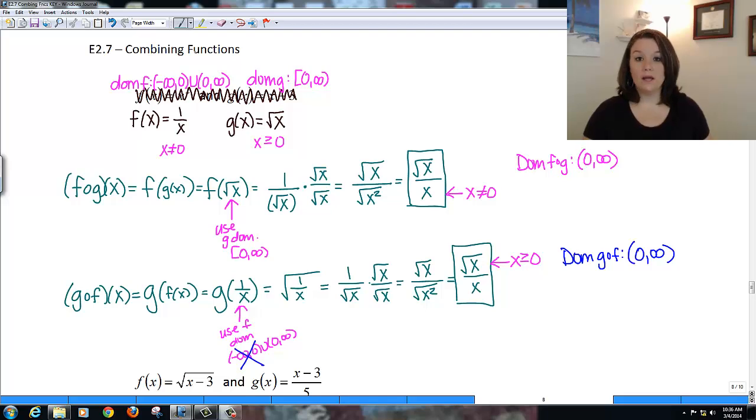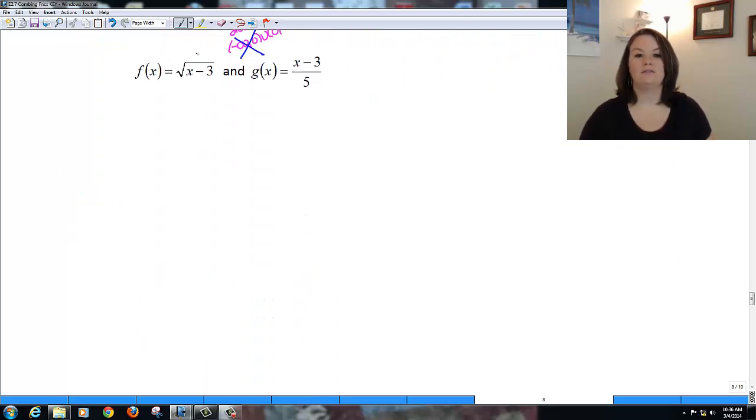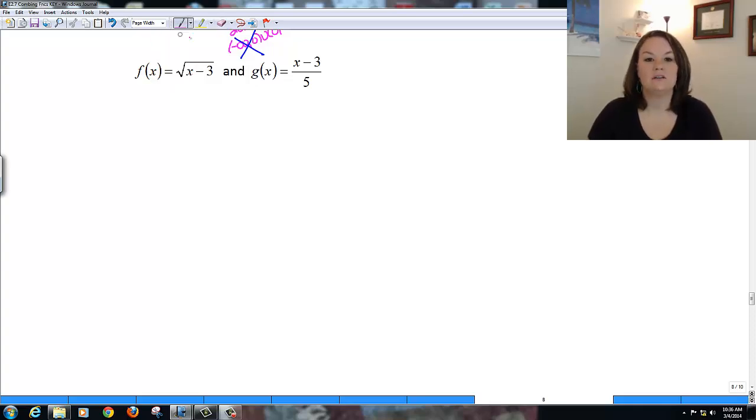All right, let's look at one more, and then we'll look at evaluating compositions. Again, I want to identify the domain of each function. On this first one, we have an even root. Remember, with even roots, the radicand has to be greater than or equal to 0. So x minus 3 has to be greater than or equal to 0. I'm going to move my 3 to the other side, which means that x has to be greater than or equal to 3, which means that the domain of f is 3 to infinity.